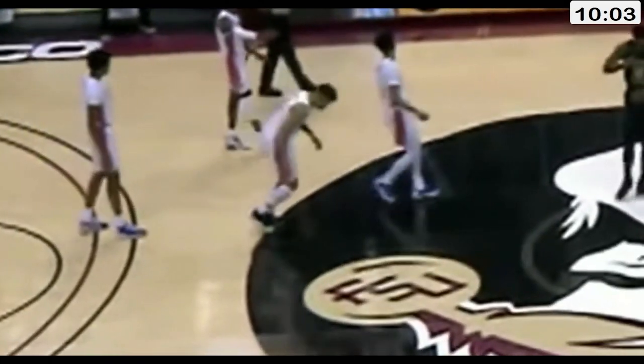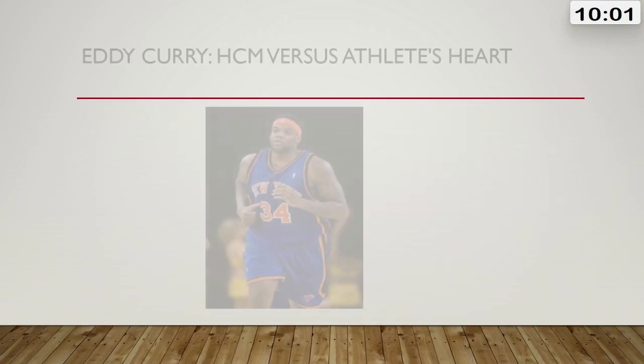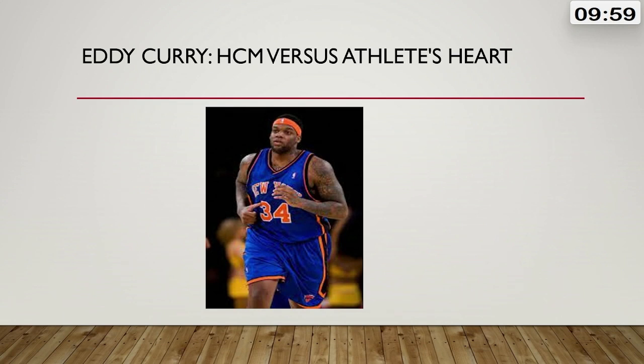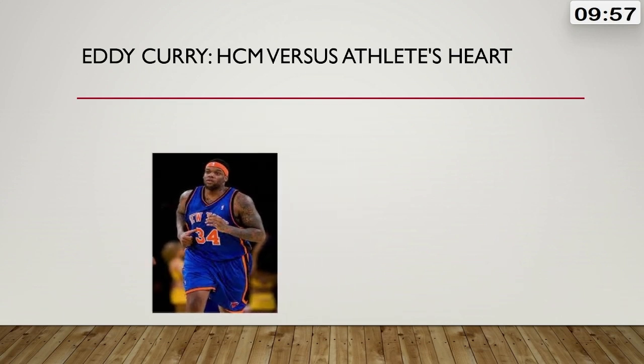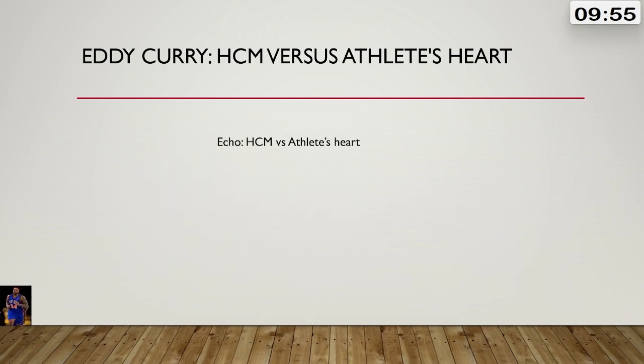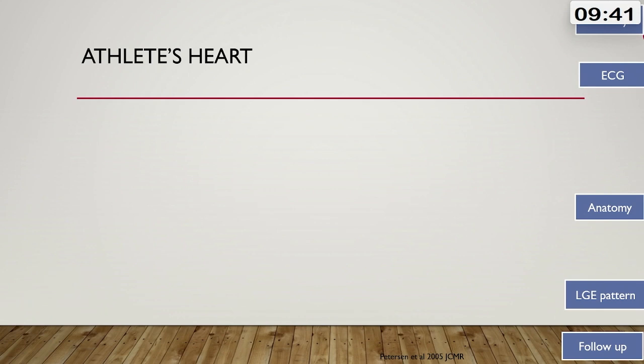We saw before on TV, players died during sport. So, for example, Eddie Carey, they did echo for him, which showed HCM versus athlete's heart. They asked three experts, one of them asked for genetic testing, but Eddie refused. That's why the Chicago Bulls asked him to go home and not to practice. So how to help Eddie?